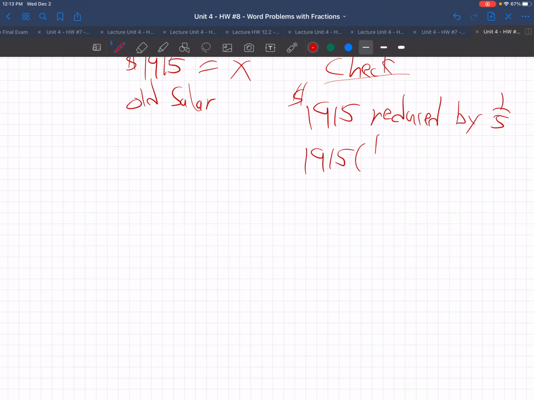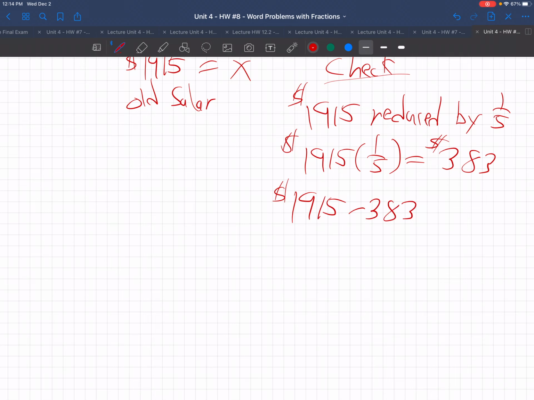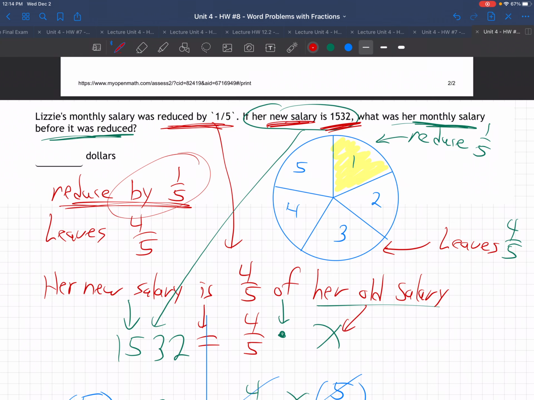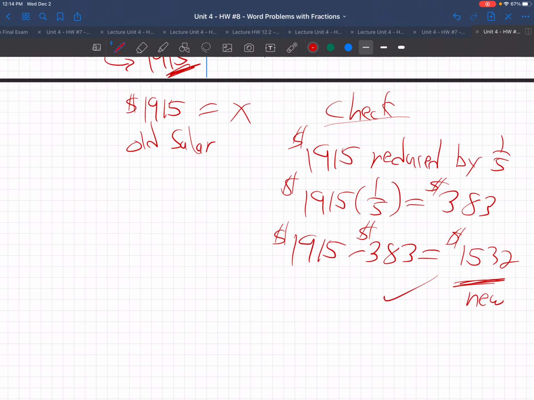Okay, so you know how to do that. Take 1915 times 1/5, which is just dividing by 5, and that's 383. And so then if you take 1915 and you subtract 383, reduce it by 383, you get 1532. That's the new salary. Is that what they said was the new salary, 1532? Yep, there it is, new salary, 1532. So that checks out just perfect, doesn't it?